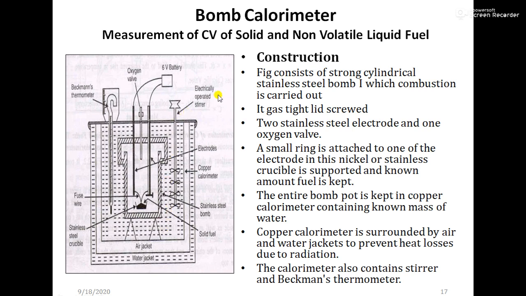It also contains an electrically operated stirrer and a Beckmann's thermometer. The copper calorimeter is surrounded by an air and water jacket to prevent heat losses due to radiation. So this is the stainless steel bomb, which is covered with the copper calorimeter, which is covered with the air jacket, and which is also covered with the water jacket. This is to prevent heat losses due to radiation.